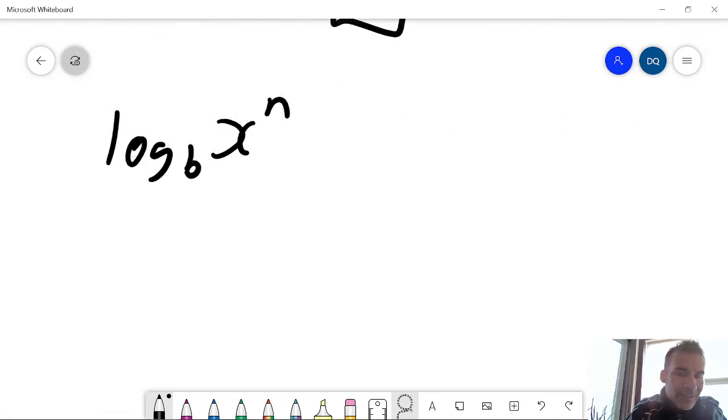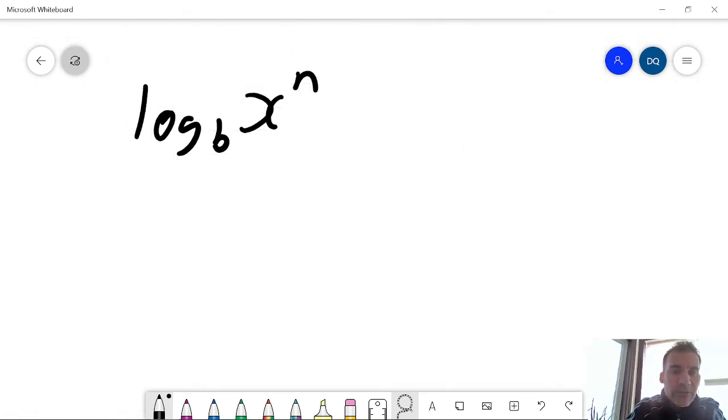Now, if I can demonstrate that this is equal to n times the base b log of x, I've demonstrated the power law. To try and figure out what this is, let me call it y. I don't know what it is yet, so I've just given it another letter. And once I've done that, I can rearrange this equation into exponential form. Now, you don't need to know all this to be able to use it. If you can just memorize it, you can use it. I'm just showing you why it works.